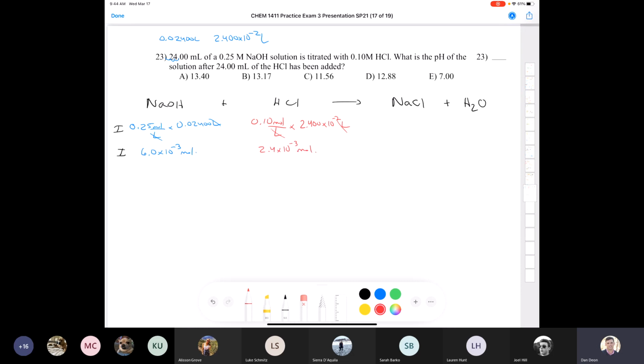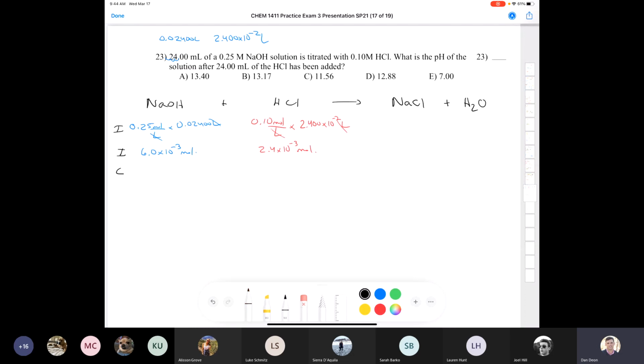Could anybody tell me which one is the limiting reactant? The sodium hydroxide or the HCl? It's not a trick question. Mr. Dion doesn't like trick questions. Yeah, thanks, Mackenzie. It's the hydrochloric acid that's going to be the limiting reactant.